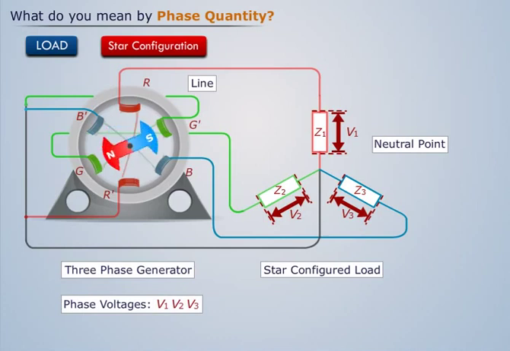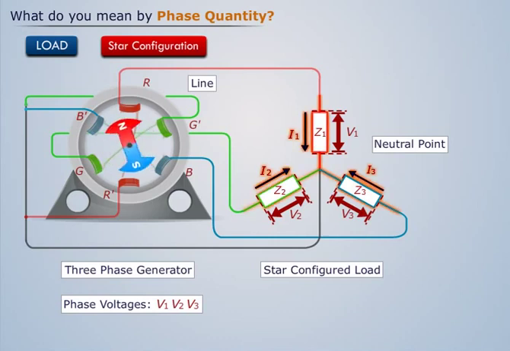Similarly, let's assume that the current flowing through the loads Z1, Z2 and Z3 are I1, I2 and I3 respectively. Since each of these currents flow through each individual load, they are known as the phase currents.